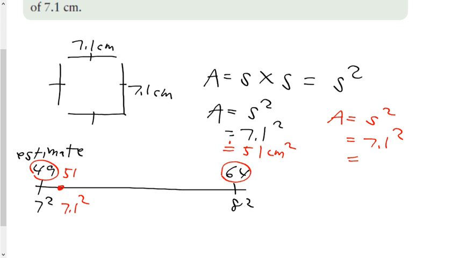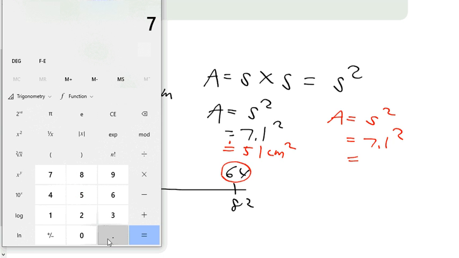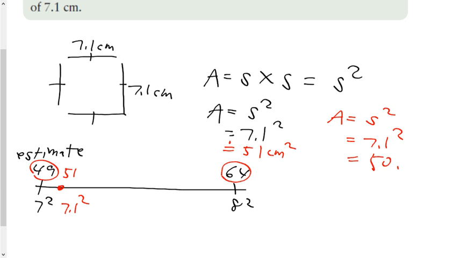Now my calculation will be area equals side squared, area equals 7.1 squared. Then I'm going to actually calculate 7.1 squared. Grab my calculator. What is 7.1 squared? You can either do 7.1 times 7.1 and press the equal sign, or if your calculator is lucky enough, you have a square button on it. You press it, and it says 50.41 centimeters squared, and that's how we're going to do it.